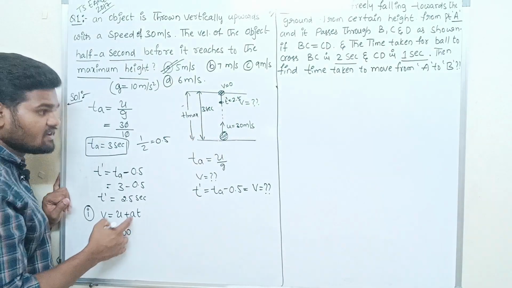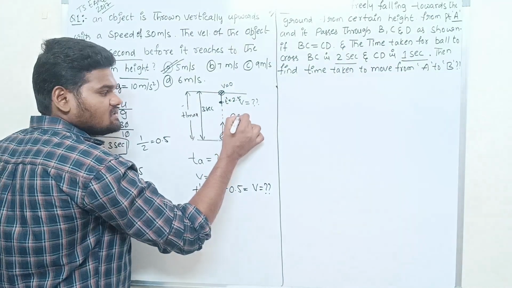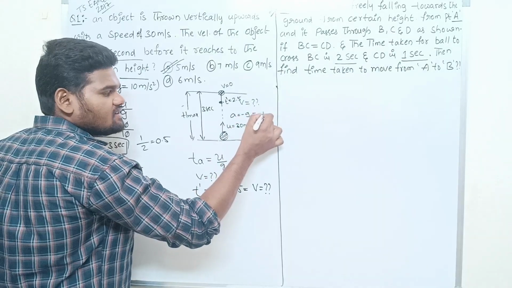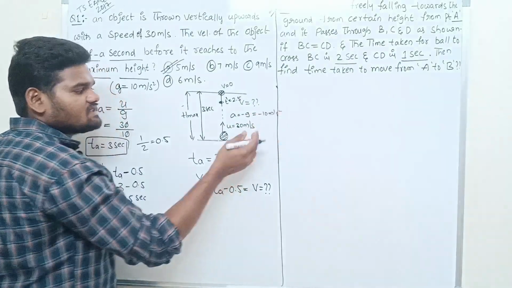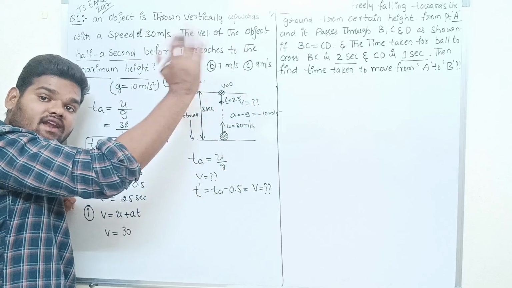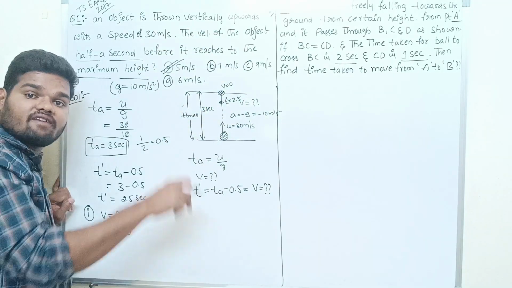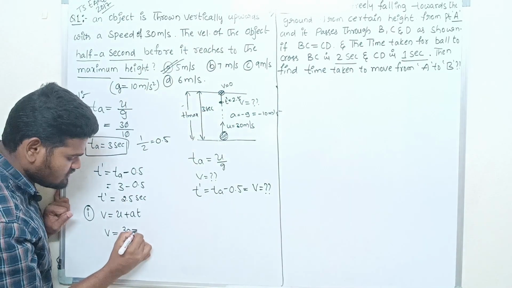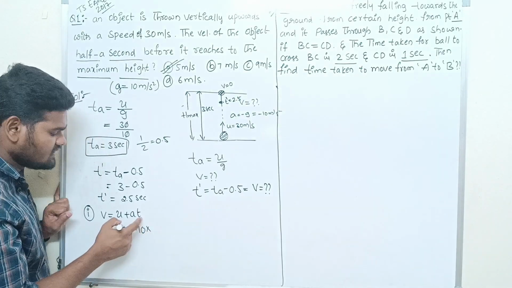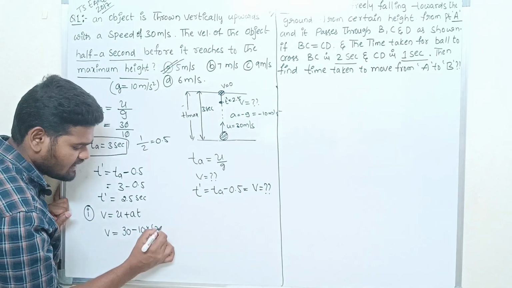30 meters per second. Acceleration due to gravity, A = -g, and its value is how much? Minus 10 meters per second squared, because the object is moving in the upward direction and acceleration due to gravity acts in the downward direction. So minus 10 into time. What is the time? 2.5 seconds.